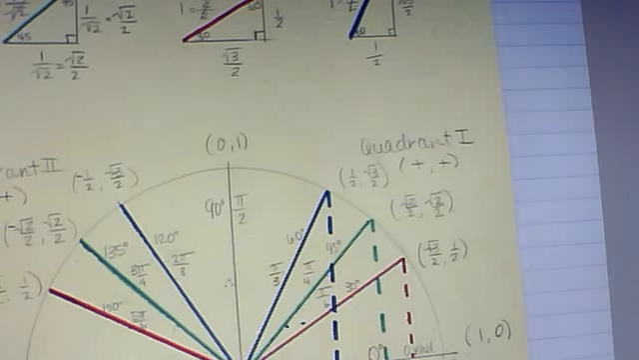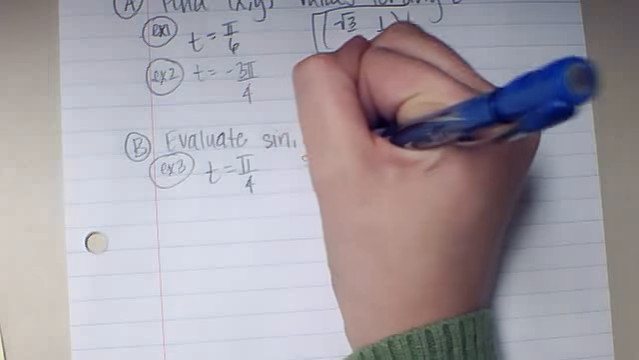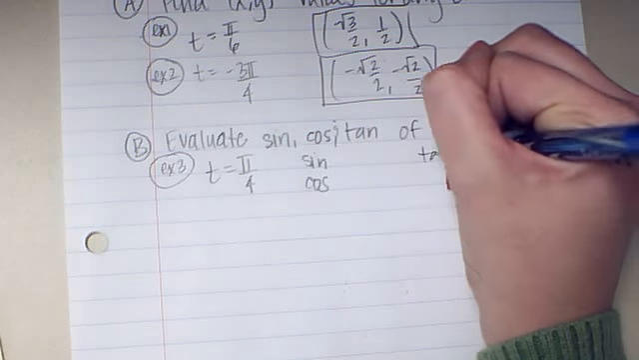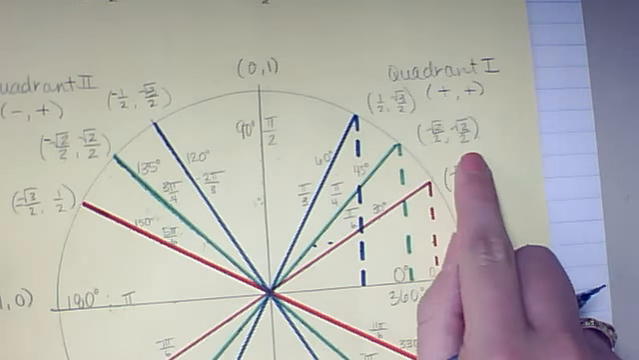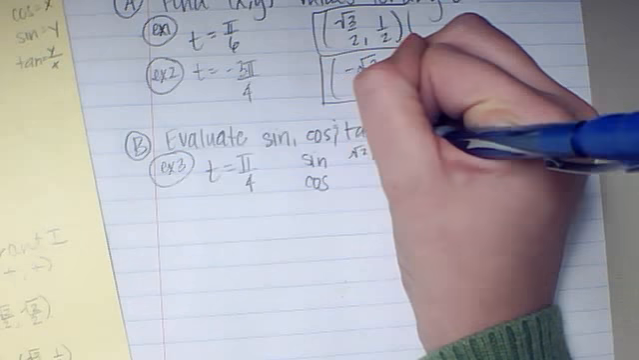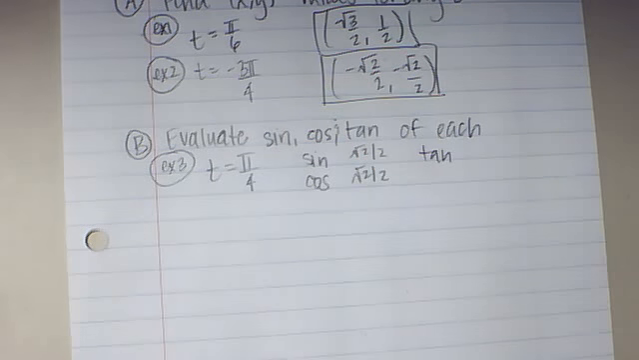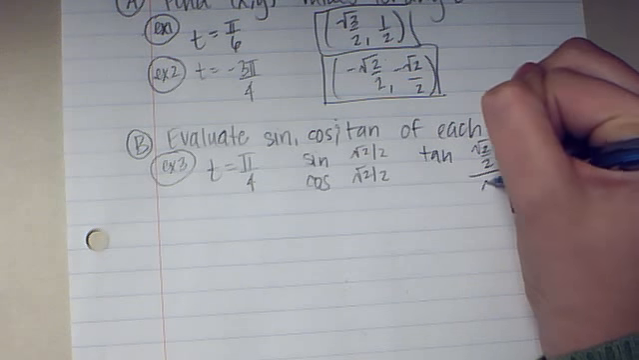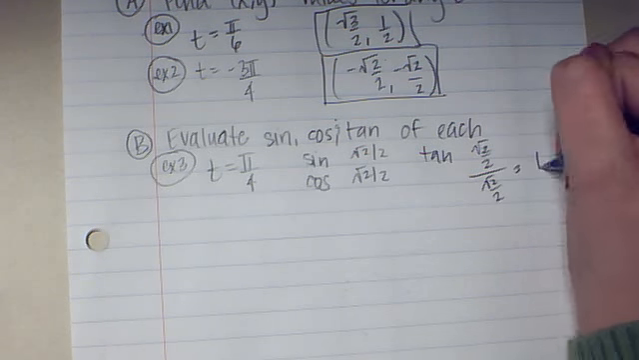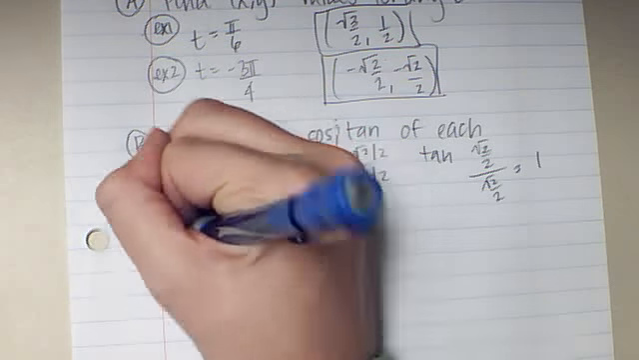Okay, well, at pi over 4, right here, my sine is my y, my cosine is my x, my tangent is the ratio. So sine at pi over 4 is root 2 over 2. My cosine at that same value is root 2 over 2. And if I do my y over my x, which is root 2 over 2 over root 2 over 2, something over itself is just 1. And so that's my tangent. Let's look at another one.